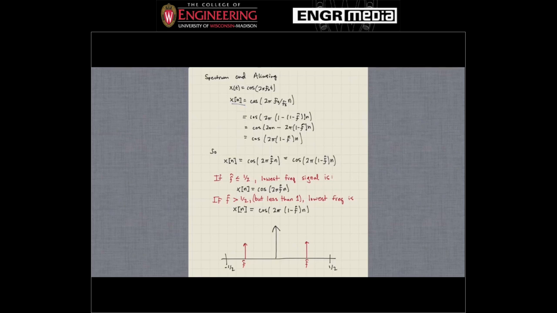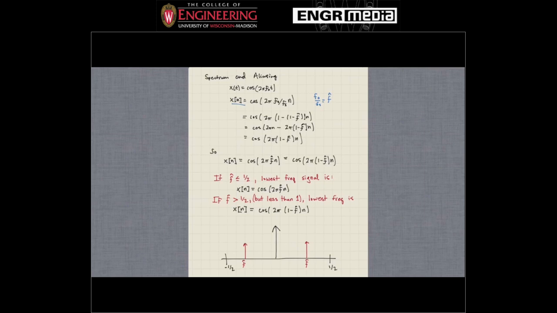And this, of course, f naught over fs, is just the digital frequency. So we're just going to write that as f hat. And then in the next line, I'm going to play the same trick, the same game that we saw in the examples a few slides back. I'm going to say, of course, f hat is equal to 1 minus the quantity 1 minus f hat, right? And then I'm just going to distribute n, that's that second line, and then the quantity 2 pi n, I can just cross that out, right? And then also the negative sign, it's cosine again, it's an even function, I can cross that out.